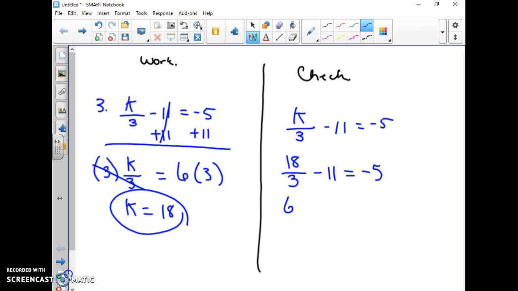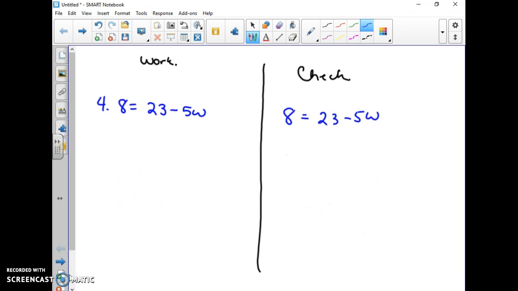18 divided by 3 is 6, minus 11. 6 minus 11 is negative 5. And it checks. Okay, so the last problem I'm going to show, and then you're going to do the next ones. Number 4. So we have 8 equals 23 minus 5w. Our variable is over here, right? It's a negative 5w. So we want to get rid of this 23. Remember that you're always looking at the sign in front of the number. There isn't one, so it's understood it's positive. So we need to undo it. So we subtract. Whatever you do to one side, you do to the other.